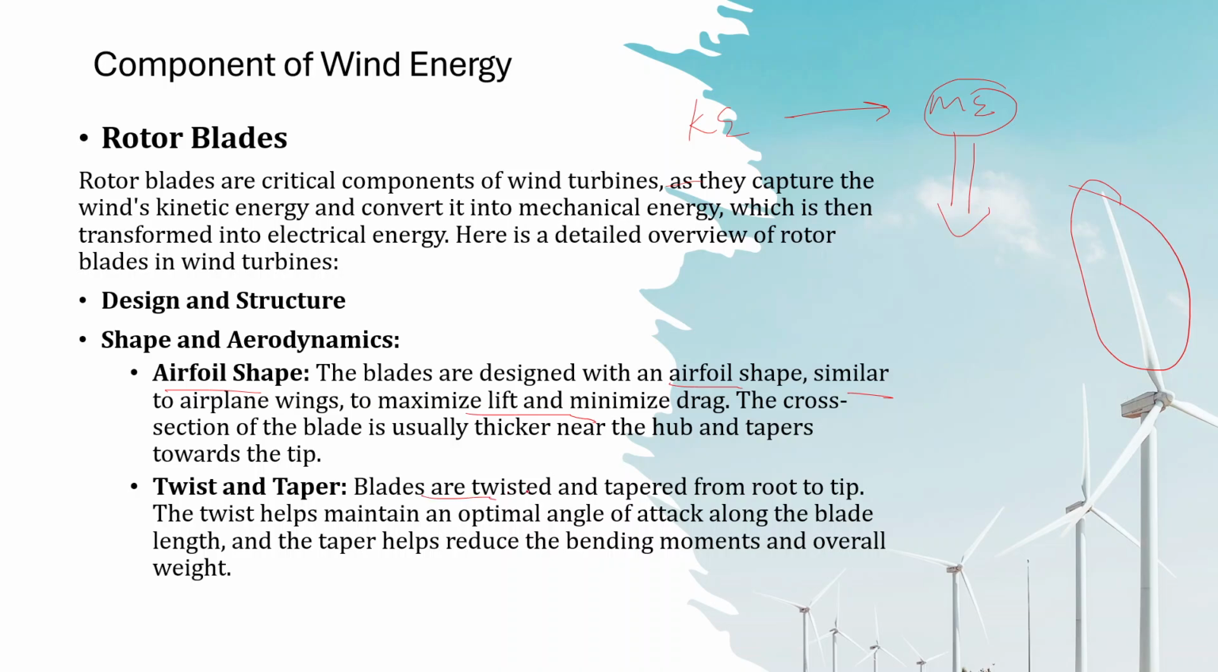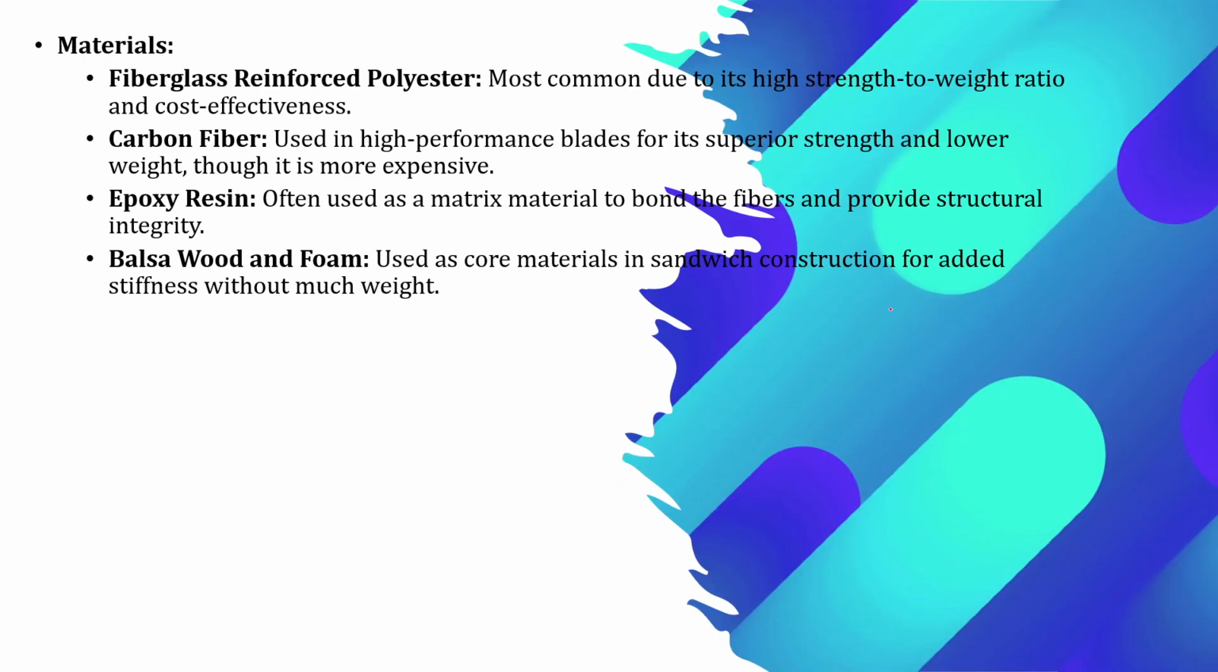And there is another aerodynamic feature that twists and tapers. The blades are twisted and tapered from the root to the tip. Actually, this helps in maintaining an optimal angle of attack along the blade length, which generally reduces the bending moment and overall weight. Now, next are the materials which they are formed of.